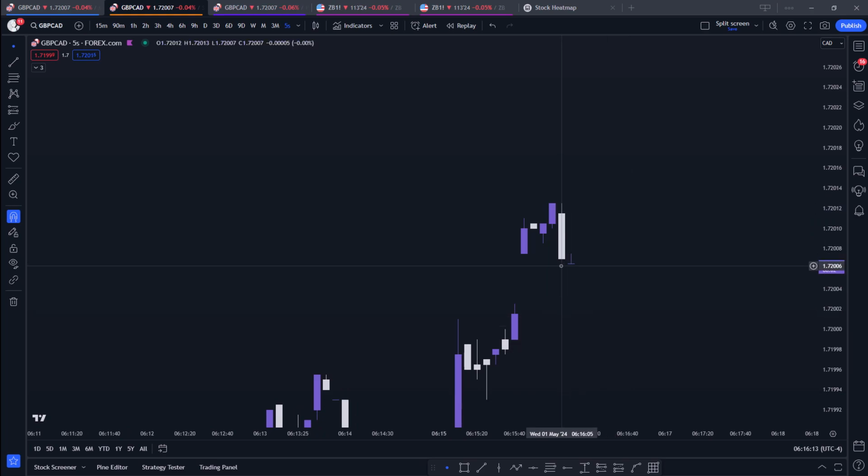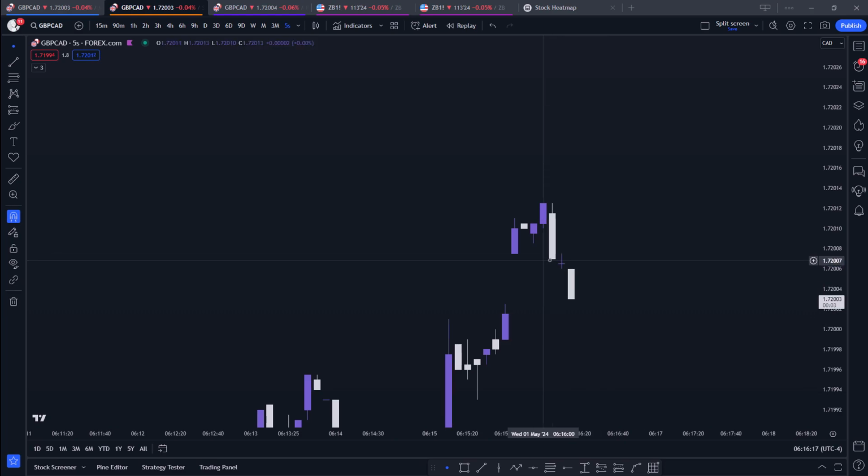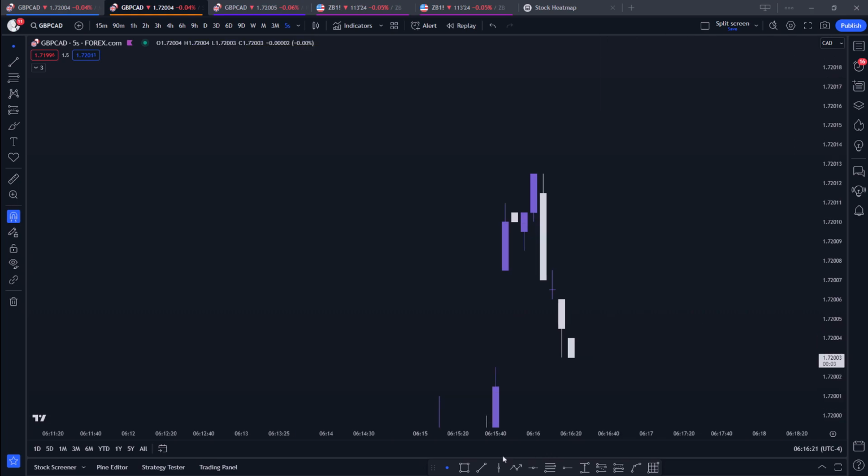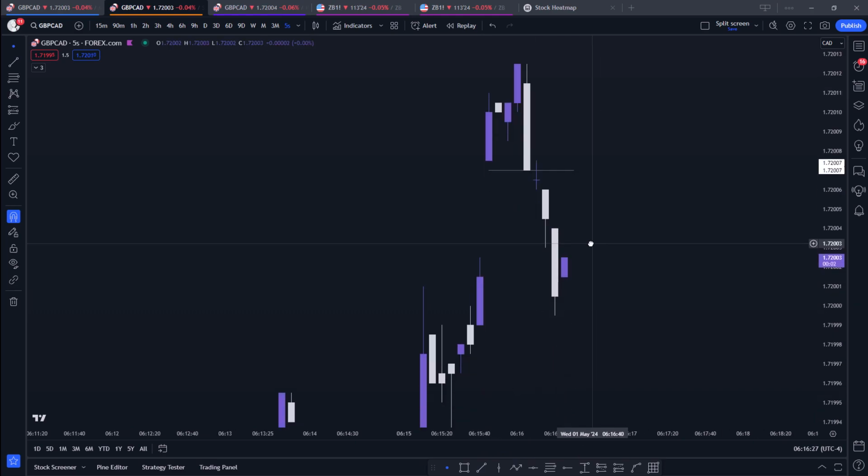You'd notice this candle created a low at the same place it closed. That's why we see it's basically a flat bottom there, because it closed exactly where it made the low, and this one has a wick there.